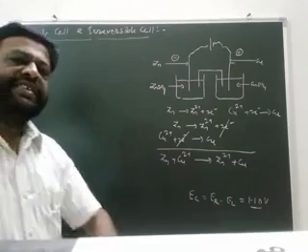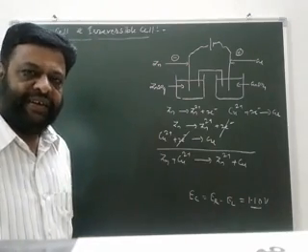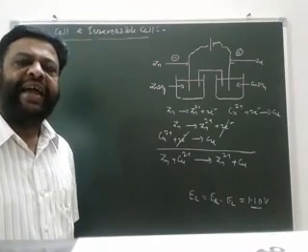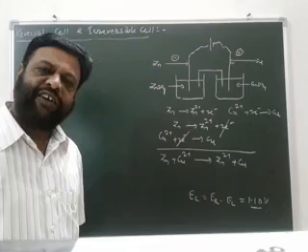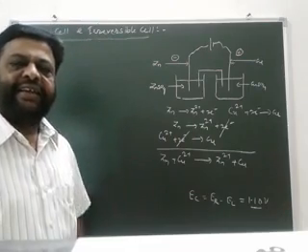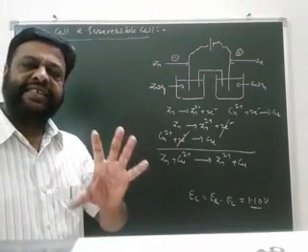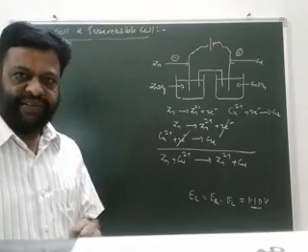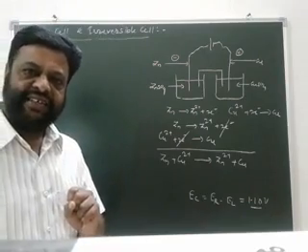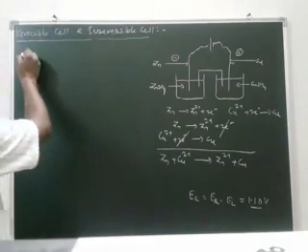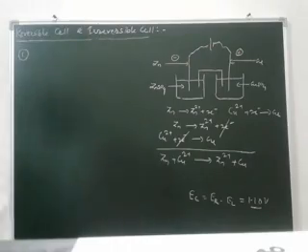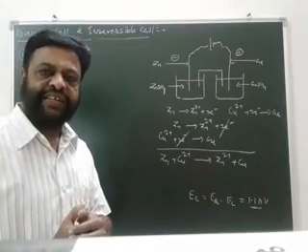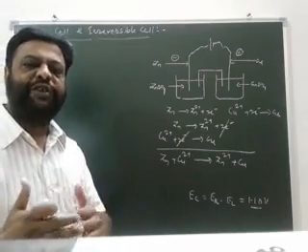So there are three conditions. If these three conditions are satisfied by any electrochemical cell, then we can say that this electrochemical cell is a reversible cell. So what are these three conditions? First, before starting with the first condition, I am going to explain one more point.